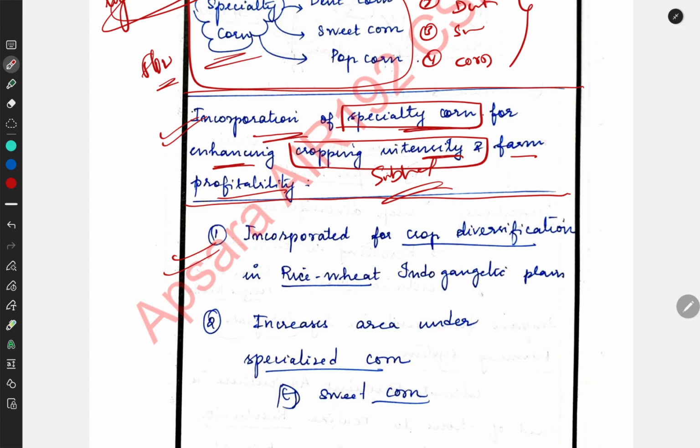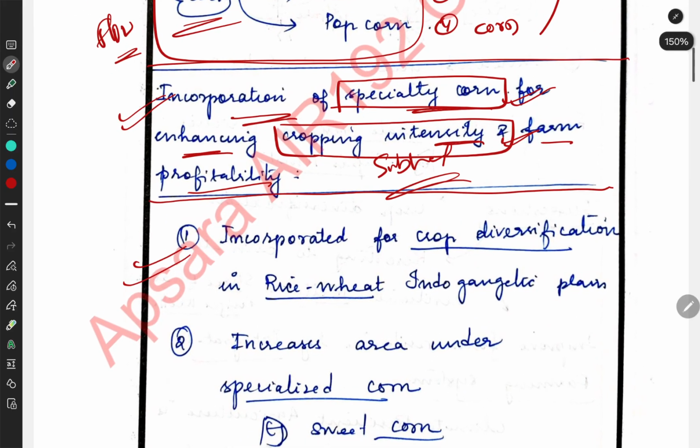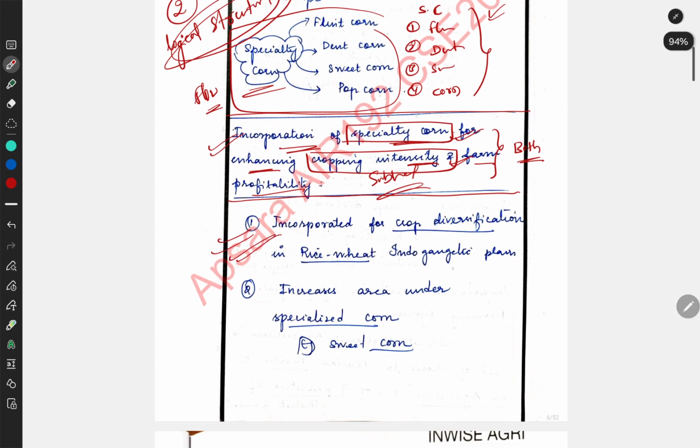Some students, what will they write? They will write only one part, cropping intensity, increasing cropping intensity. Or some students will write specialty corn in the subheading. So the point here is, you need to write both points. I mean the entire content which they are asking in the question, right? She addressed that. Then come to the points.